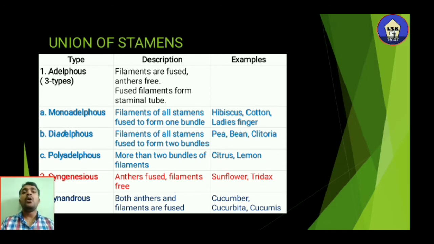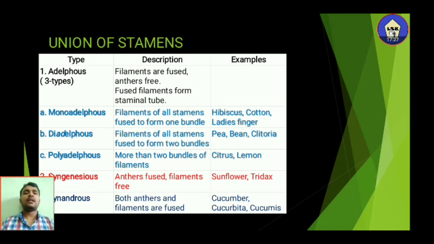The first one is monoadelphous. Mono means single, so very simple. In this case, the filaments of all the stamens are fused to form a single bundle. That leads to the monoadelphous condition. The filaments of all the stamens are fused to form one bundle in hibiscus, cotton, as well as lady's finger. These are members of the Malvaceae family, commonly known as the cotton family, and here the monoadelphous condition is found. The photograph is not given here.